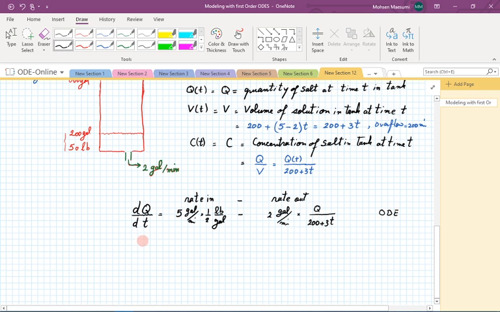And then I have a statement of what happens at the beginning of this process. At the beginning, we have a certain amount of salt in the container. In this case, just 50 pounds. So I have 50 pounds. So that is my initial condition.